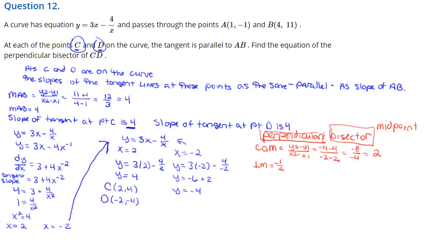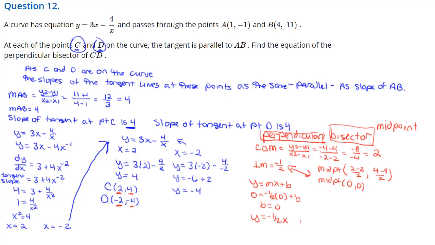Now bisector, that's the midpoint. So now I've got to find the midpoint of CD. I'm going to find the midpoint by adding the 2 x's together and dividing by 2, and then adding the 2 y's together and dividing by 2. I'm going to find the midpoint is (0, 0). So now all I'm going to do is take this perpendicular slope and this point and find the equation of the line. The line is going to be y equals negative 1/2 x. That's the perpendicular bisector.